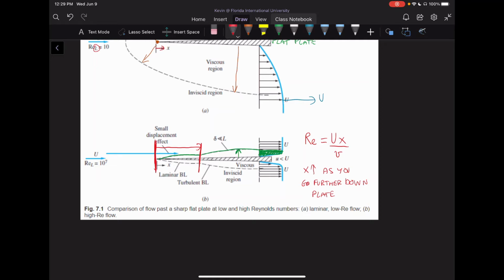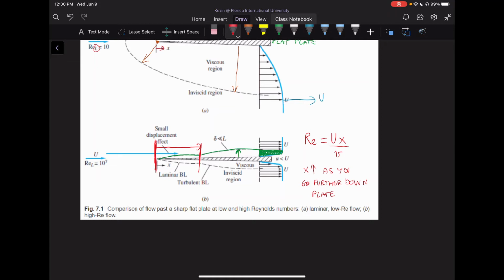All the numbers from the pipes are not going to be the same. So the Reynolds number of transition is not going to be 2,300. Okay, so we'll see what that value is in a little bit.